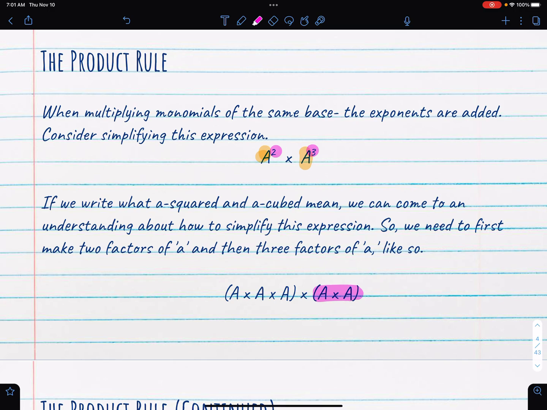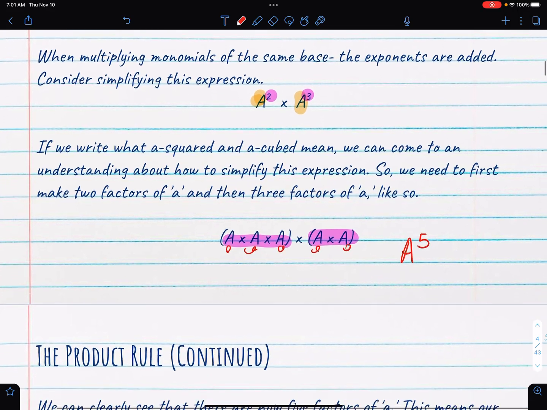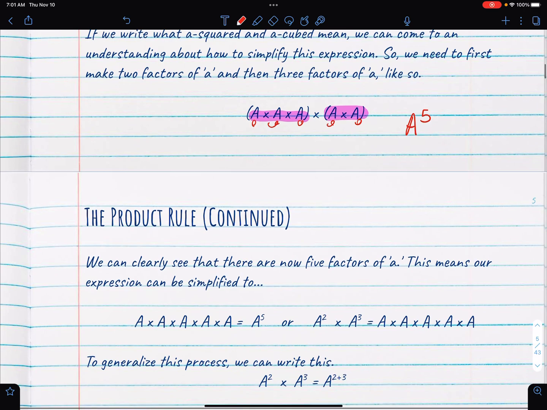So if we write a squared out, or a to the second power out, you get a times a. A to the third power becomes a times a times a. So the thing you need to think about is how many a's you see right there. Well, I see 1, 2, 3, 4, 5. Well, that would be the solution. So what you're going to notice is that a times a times a times a times a is a to the fifth, or a to the second times a to the third is a to the fifth.